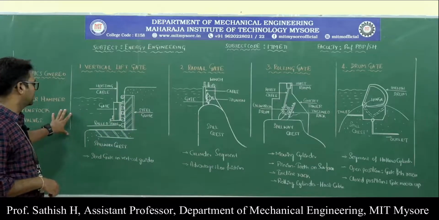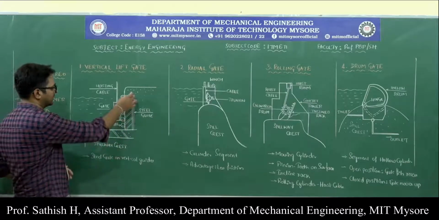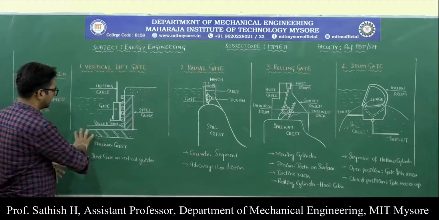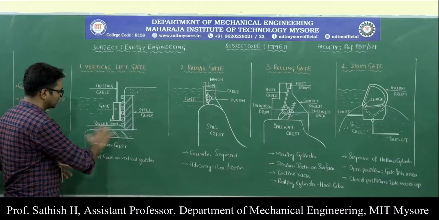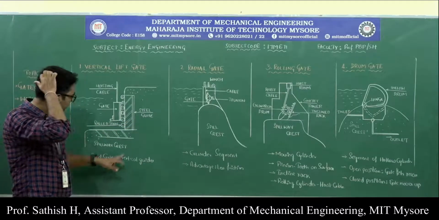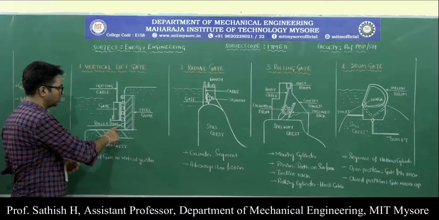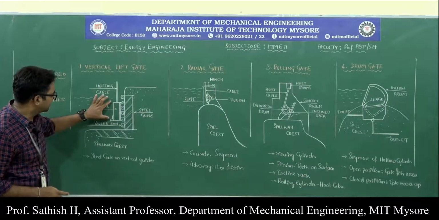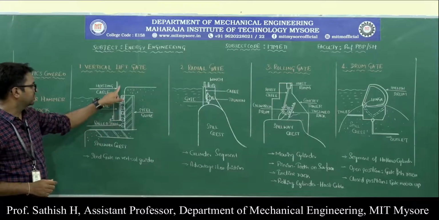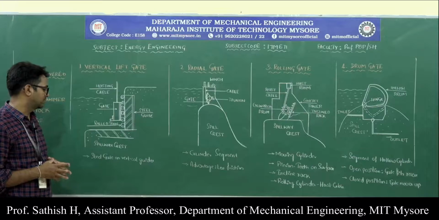In this sketch, we have a steel gate here. In this part the water is stored, and this is the spillway crest. Then we have a steel guide here, and these are the vertical guides. These are the roller trains here, and this portion is called the gate, which is connected to the hoisting cable.